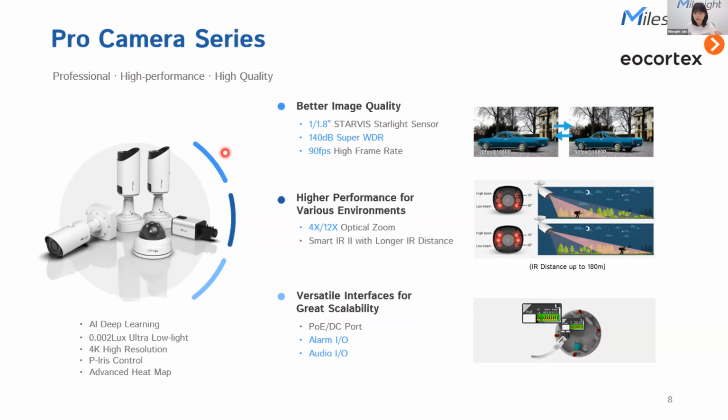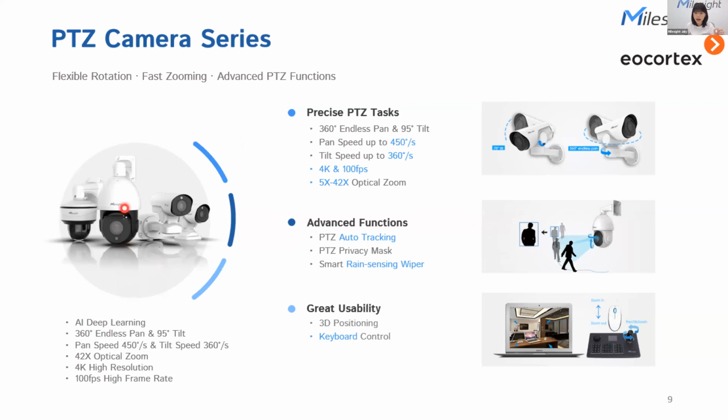For higher demanding applications, we offer more differentiated projects. So let's move to the high-end PTZ series. With the flexible pan tilt and fast zooming capacity of up to 42 times, you can easily position the camera to the target zone speedily. Besides, it comes with advanced functions like PTZ auto tracking, privacy mask, and smart ring sensing wiper, etc. It is an excellent choice for users seeking a high-performance PTZ camera for surveillance needs. And it is worth mentioning that the PTZ series is very suitable for huge projects.